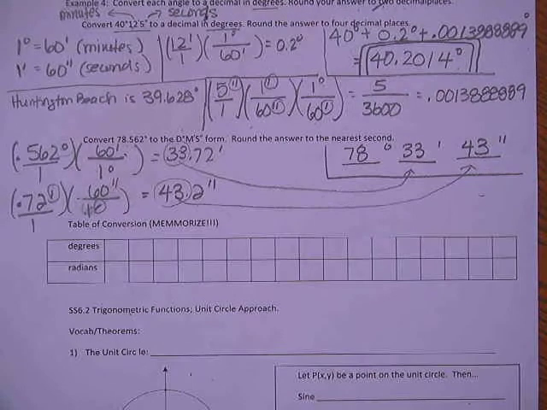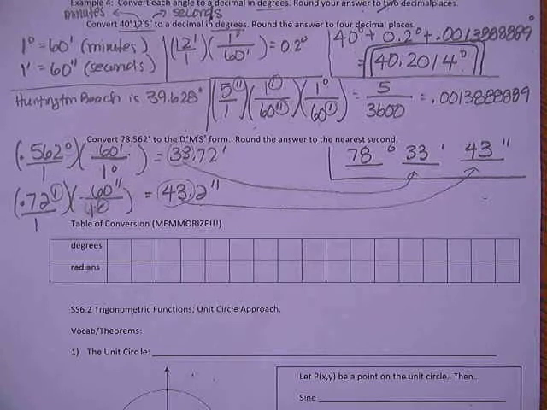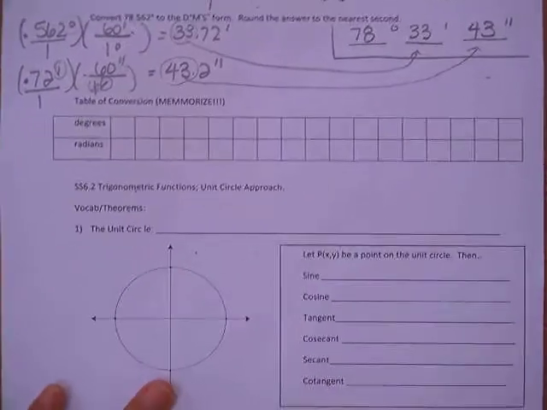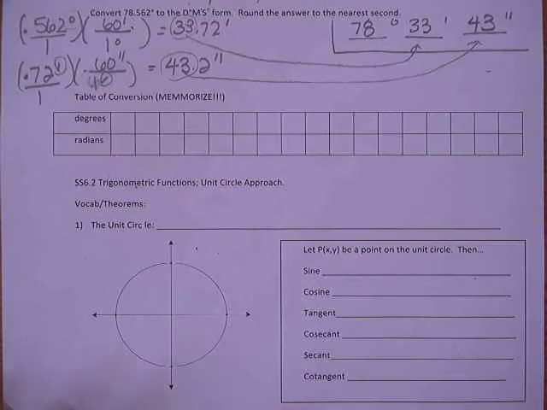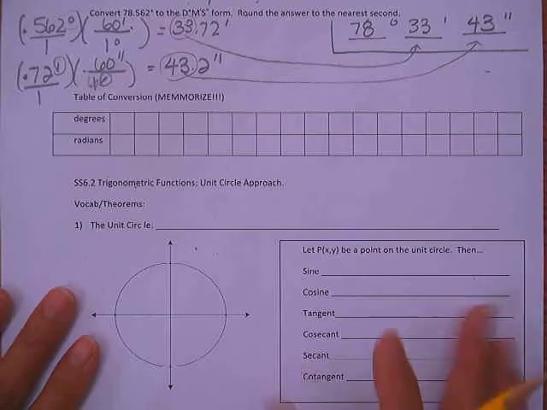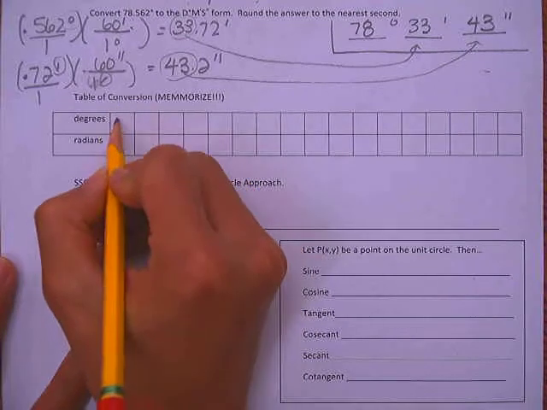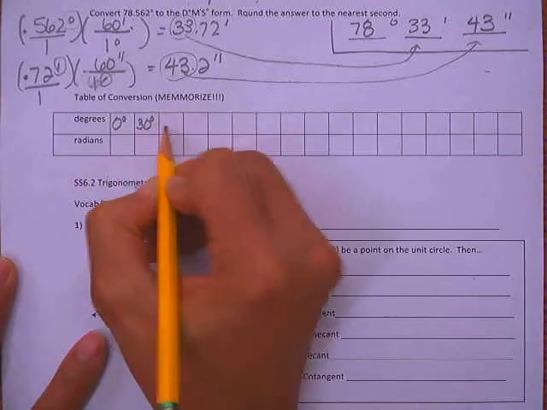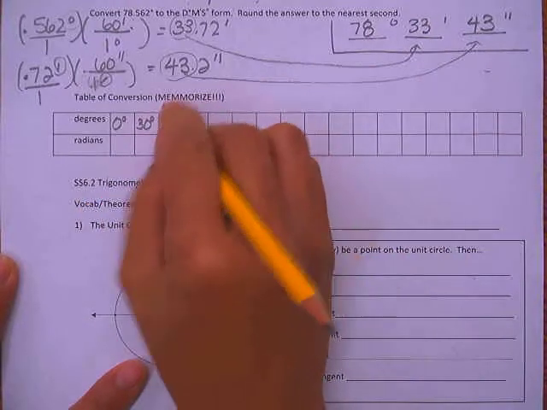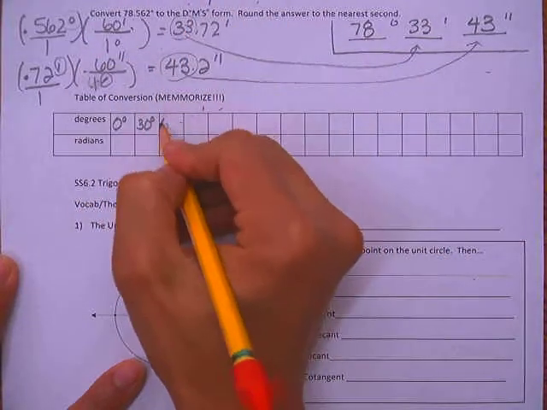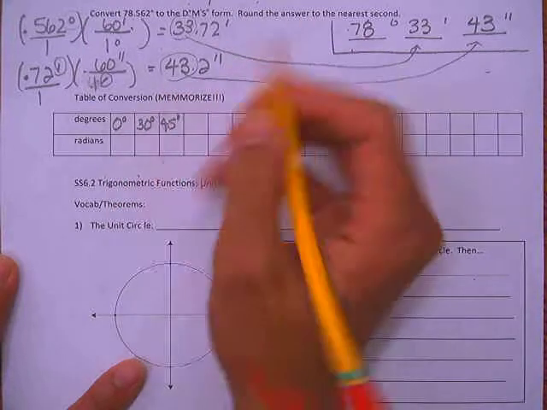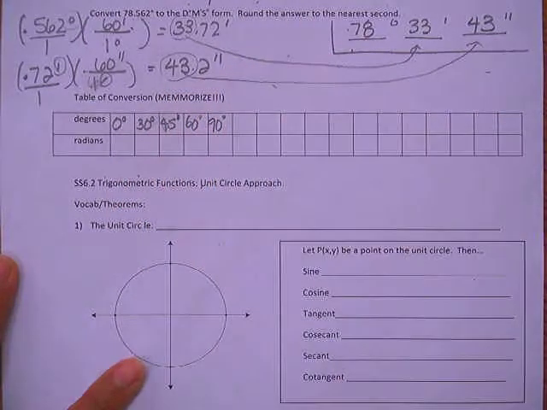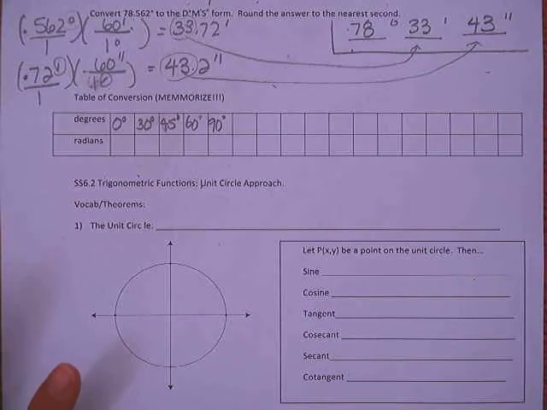Alright, so now that's all done. And again, if you didn't understand that, please just listen to it again. Now we're going to fill out our table of conversion, which you're going to need to memorize. Your degrees: we're going to start with 0 degrees, 30 degrees, 45 degrees, 60 degrees, and then 90 degrees. This is your quadrant number 1, your first quadrant.